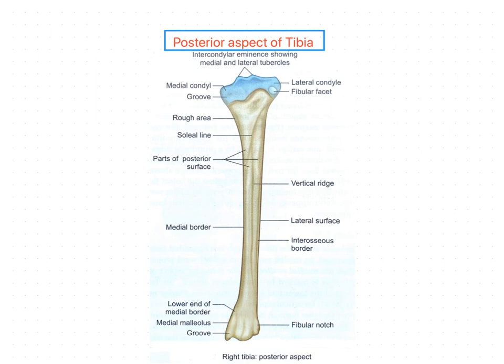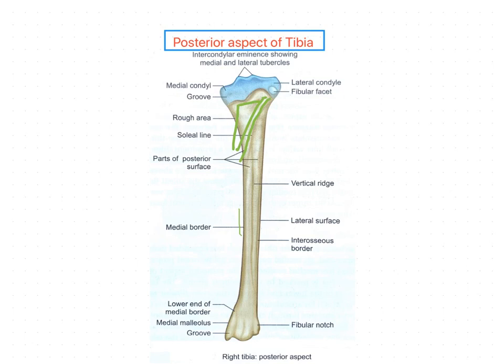So the posterior surface normally lies in between the lateral border and the medial border. On the upper end of the tibia, it has a marked prominent ridge which runs downwards and medially. This is called the soleal line. The part of the posterior surface above the soleal line is somewhat triangular in shape.